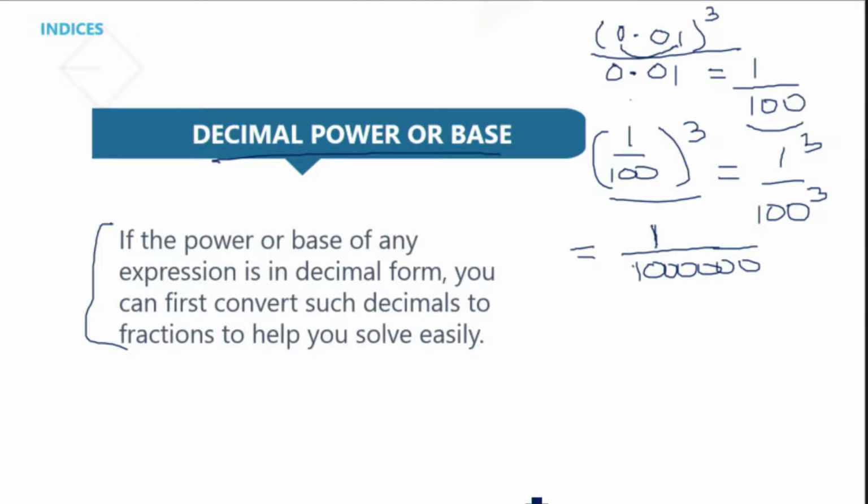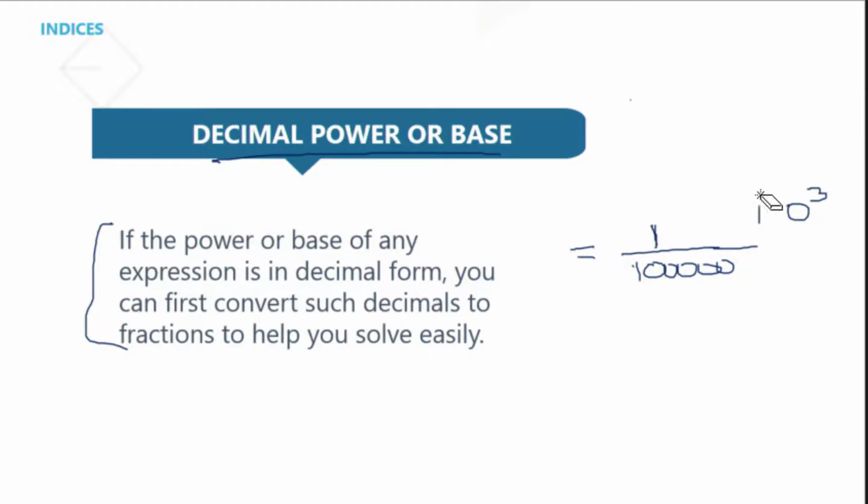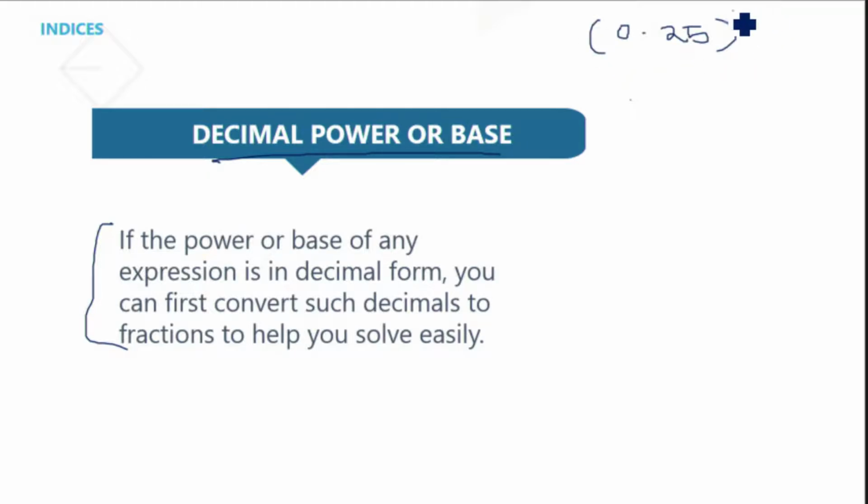Let's look at another question. We're still solving questions revolving around decimal powers or bases. The next question is 0.25 raised to the power minus 1 over 2. We can see that the base here is in decimal form, so we first convert it to a fraction. The first significant figure is 2, and we keep writing; 2 and 5 are the significant figures here.